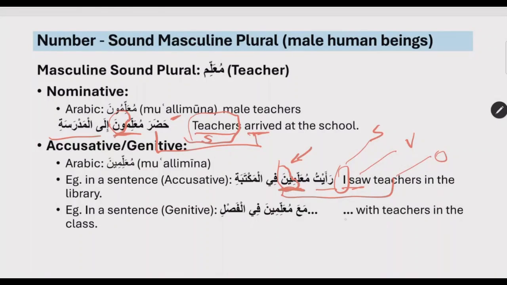And if it's in a sentence where you want to say something with teachers in the class, then you use ma'a, which is a preposition. We said after a preposition, the next word must be genitive in case, and that ina is genitive as well. Here you have fi, which is another preposition, and notice fossily is another genitive. So these prepositions make the next word always genitive in case.